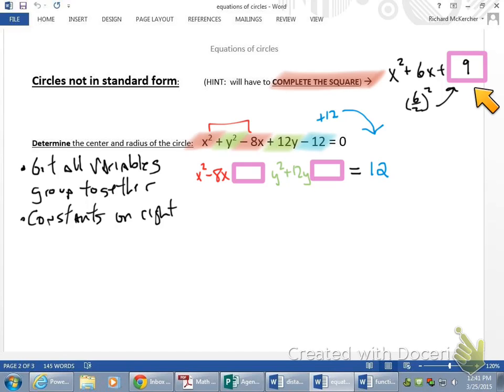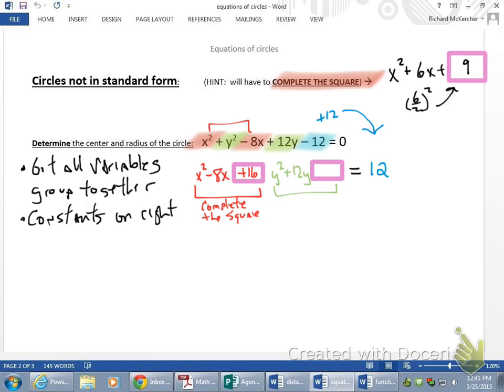Now, remember, we are going to complete the square, so just like we did up here, we're going to complete the square right here. And I complete that square. Negative 8 divided by 2 is negative 4. Negative 4 squared is 16.